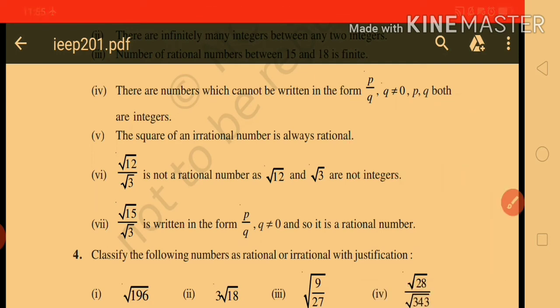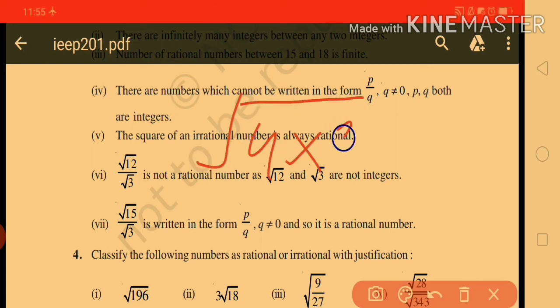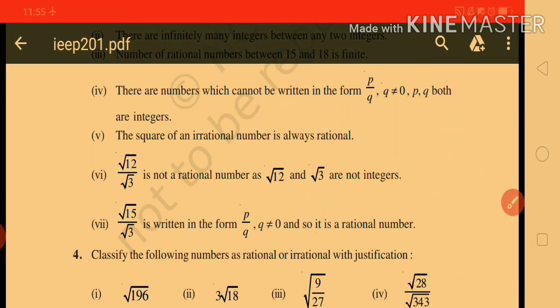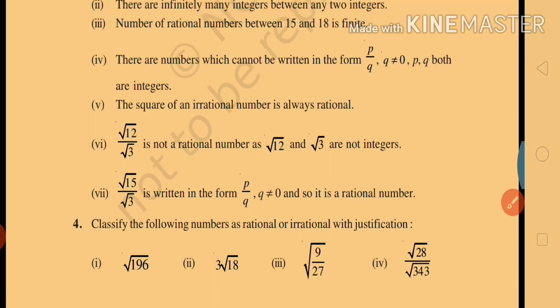Root 12 by root 3 is not a rational number, as root 12 and root 3 are integers. If you solve, root 12 can also be written as root of 4 into 3. Let us take it in the same square root sign. Cut this 3 by 3, we will get root 4. Root 4 is 2. 2 is a rational number, so it is false.